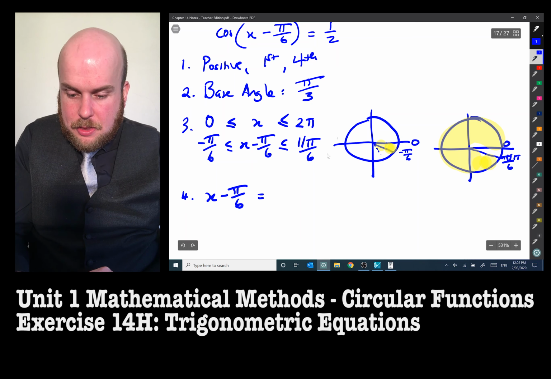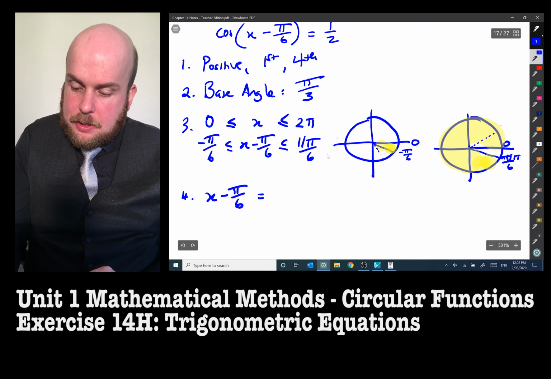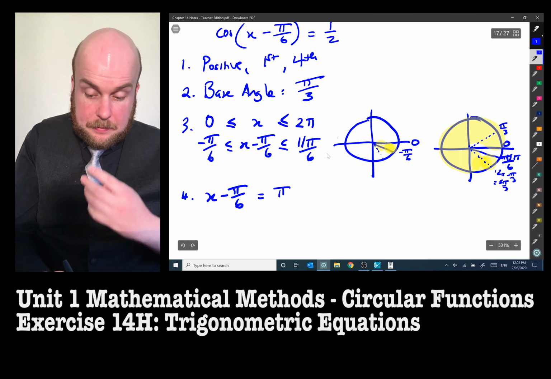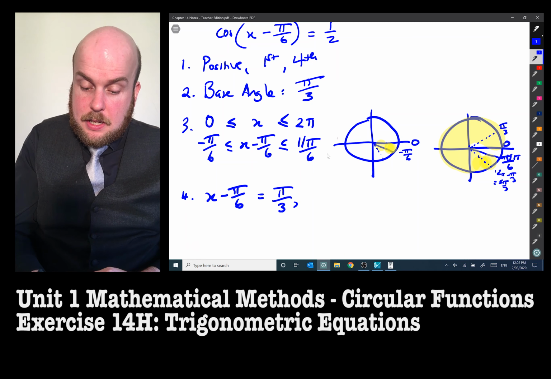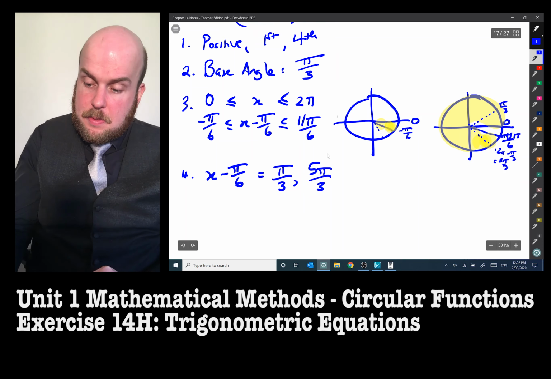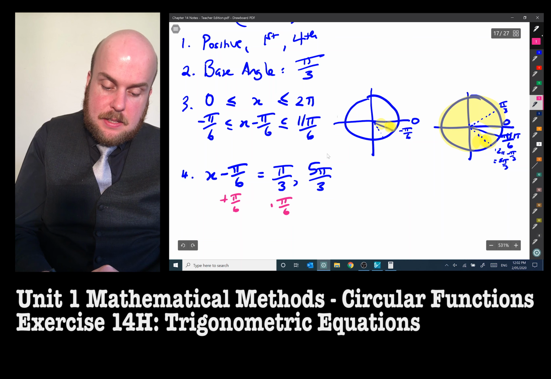Well, negative pi on 3 is actually bigger, so it's outside of the domain, so I don't need to worry about that one. I will need to worry about the pi on 3 in here. I'll need to worry about the pi on 3 in here, so that's going to be at 2 pi minus pi on 3, which will be 5 pi on 3. So we want pi on 3 and we want 5 pi on 3. Now what we're going to do is add pi on 6 to our two answers here.